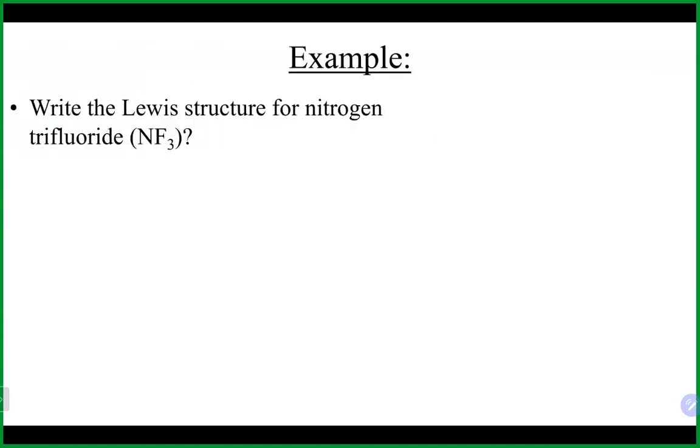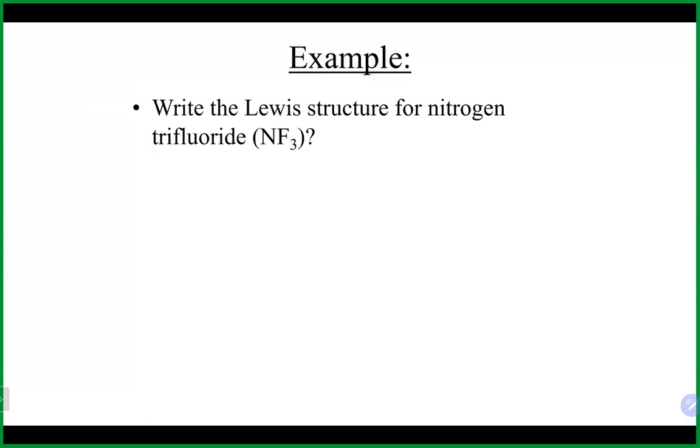So we're going to draw NF3. The first thing that we want to do is figure out the total number of valence electrons. Nitrogen is 5, and remember that it equals the group number from the periodic table. We have 3 fluorines, each is group 7, which means it has 7 valence electrons. That's 21, and 26 valence electrons. That number is really important because our picture needs to have exactly 26 when it's all said and done.